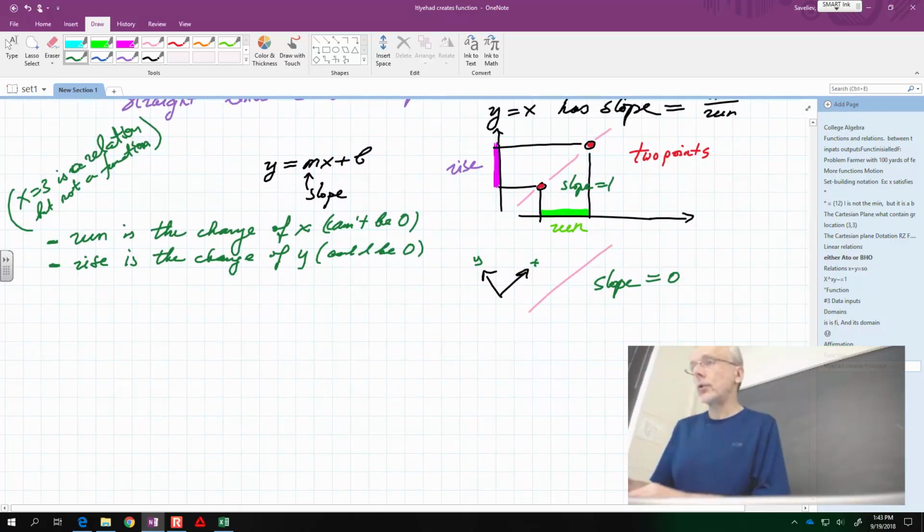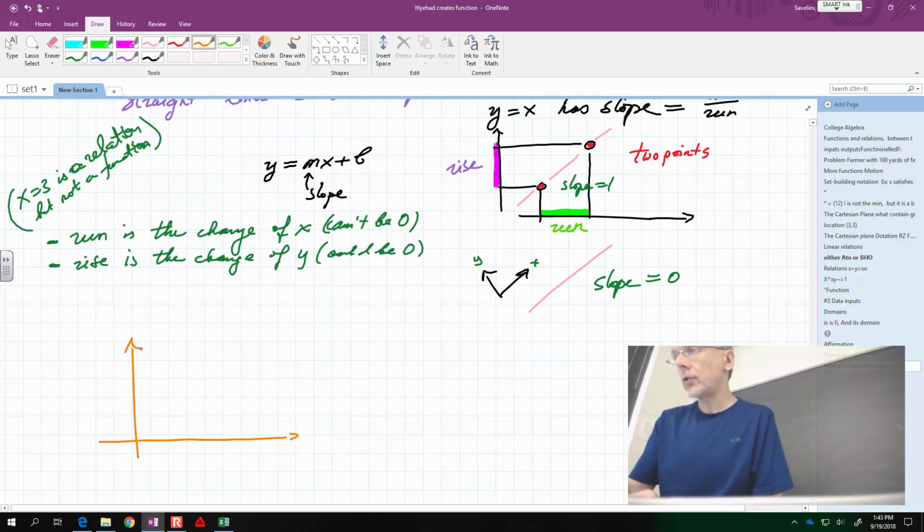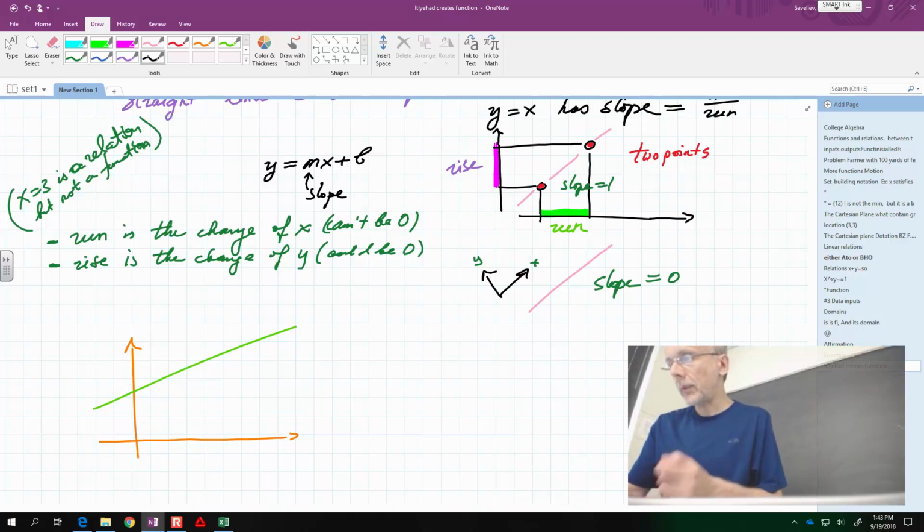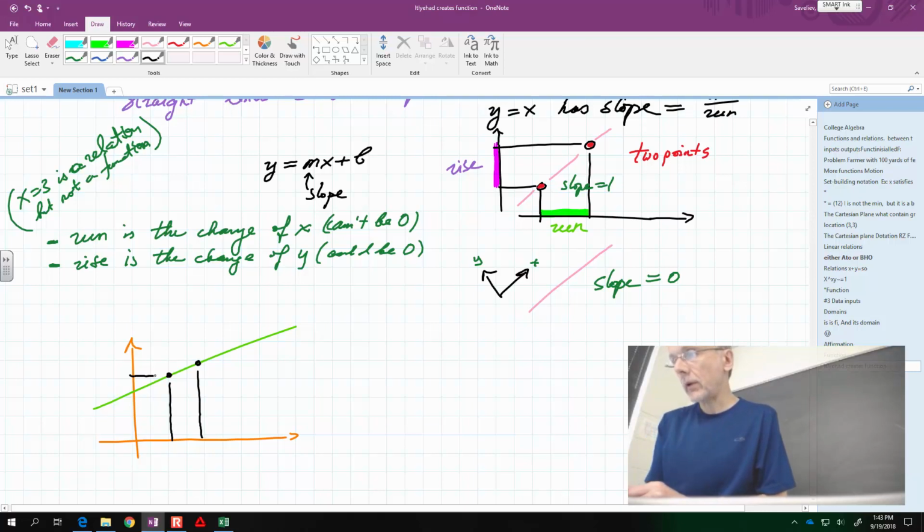All you need to do, if you have a straight line on the plane, is to pick any 2 points as long as they're not the same, and it will tell you the slope. So it doesn't matter which two you pick, you're going to end up with the same number. So like this, like that. So once again, the green one is the 1, and the purple one is the rise.